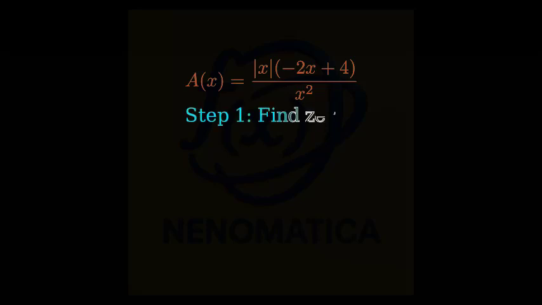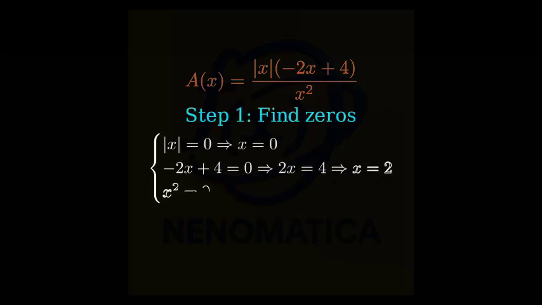Step 1. Find zeros. The numerator is the absolute value of x times negative 2x plus 4. Absolute value of x equals 0 implies x equals 0. Negative 2x plus 4 equals 0 implies 2x equals 4. So x equals 2. The denominator is x squared. So x squared equals 0 implies x equals 0.